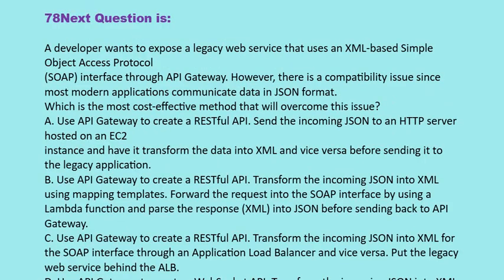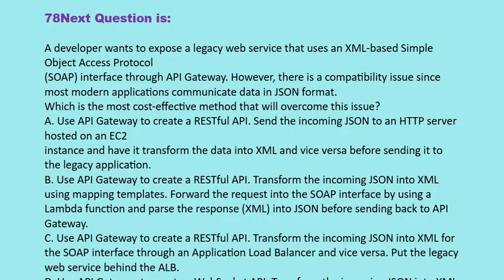Question is, a developer wants to expose a legacy web service that uses an XML-based Simple Object Access Protocol (SOAP) interface through API Gateway. However, there is a compatibility issue since most modern applications communicate data in JSON format. Which is the most cost-effective method that will overcome this issue?